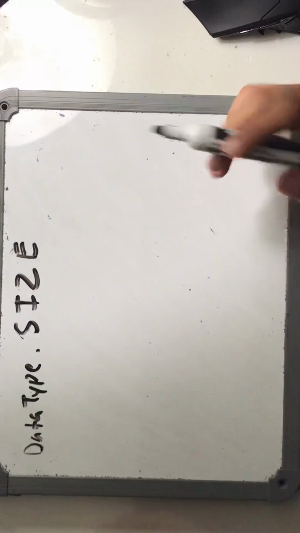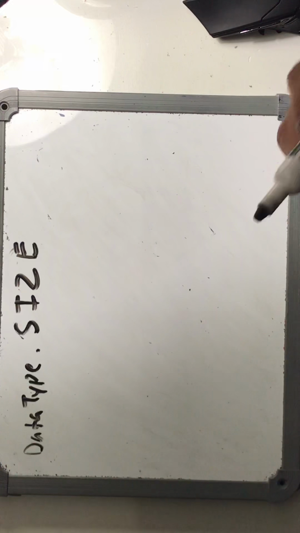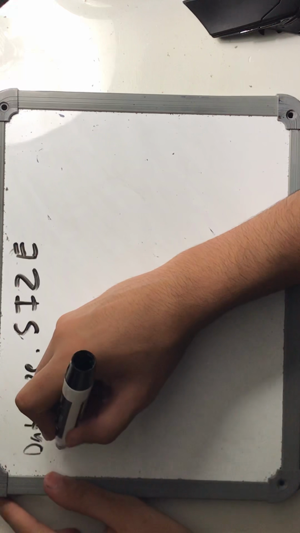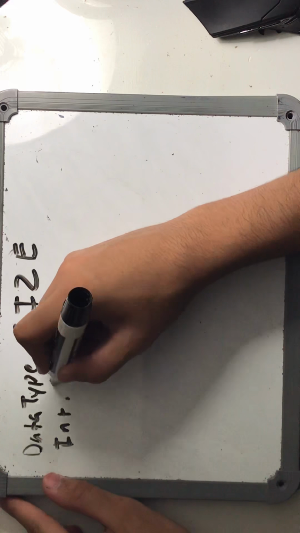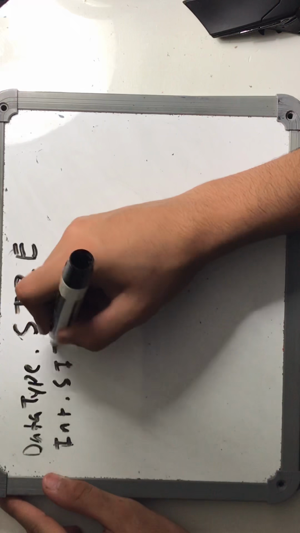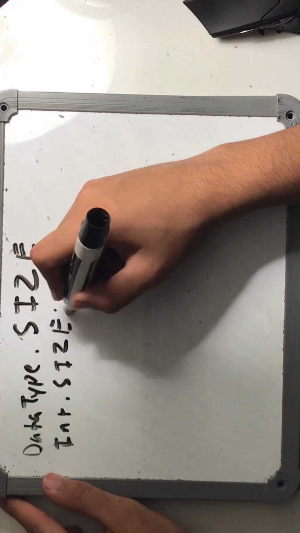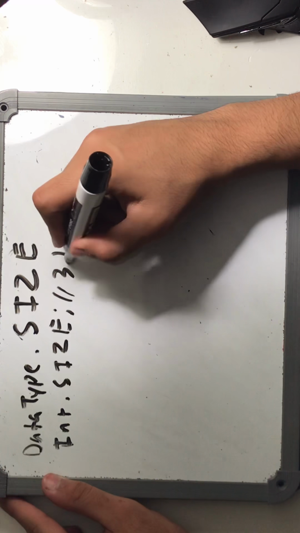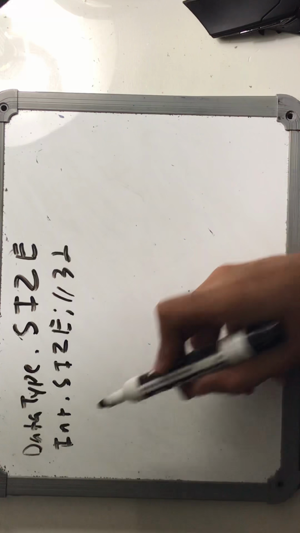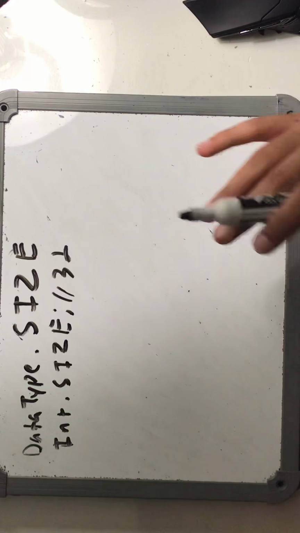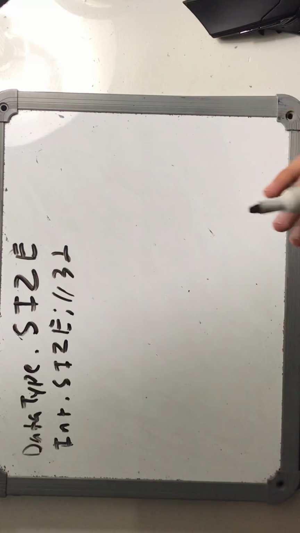And what does that dot size mean? It just means how many bits it stores. So if it said int dot size, I believe that's how you do it, what's going to be your answer? It's going to be 32, because an int has 32 bits. If it was short dot size, it would be 16. If it was double dot size, it would be 64, and so forth.